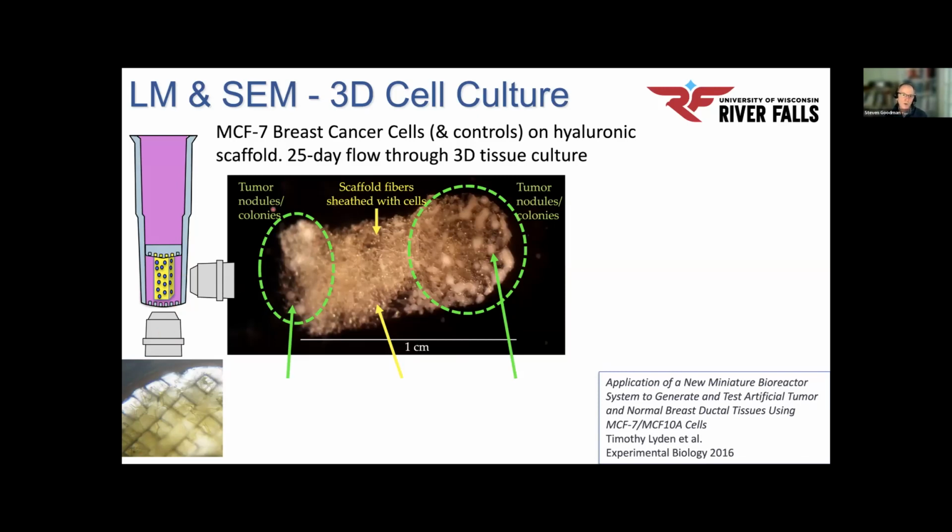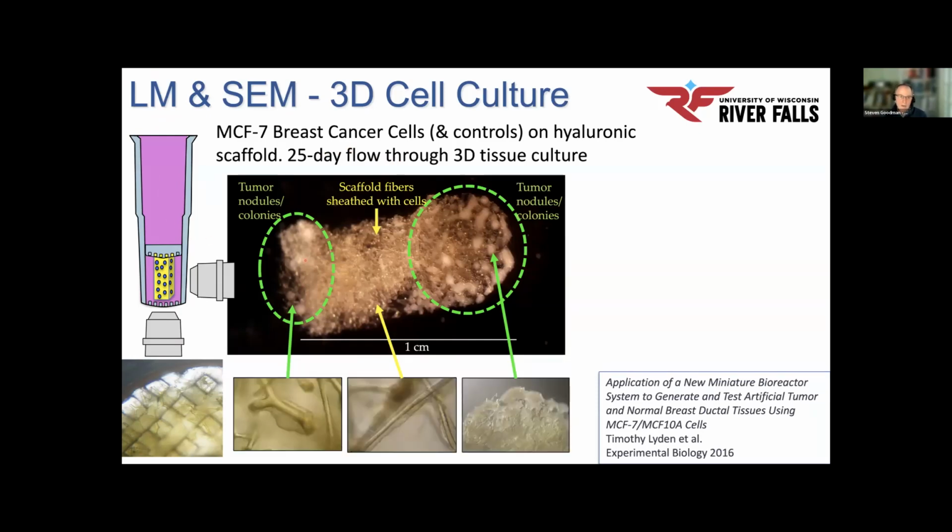And you can see tumor nodules and colonies growing on the scaffold. Again, these were breast cancer cells. They're also controls, and it's a hyaluronic scaffold. And this was after a 20-day flow-through 3D tissue culture in the capsule. So I'm not showing the flow-through system that was used during the culture in here. And one can, again, just simply through the side of the capsule, do some reasonable bright field imaging of this. And one could imagine that fluorescence and other kinds of probes could improve this.